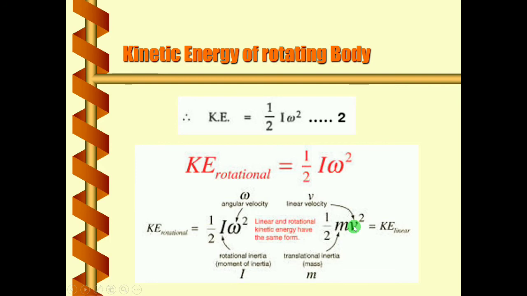V square, that is linear velocity, is comparable with the angular velocity here. Similarly, mass is comparable with the moment of inertia. That is nothing but the physical significance of moment of inertia.